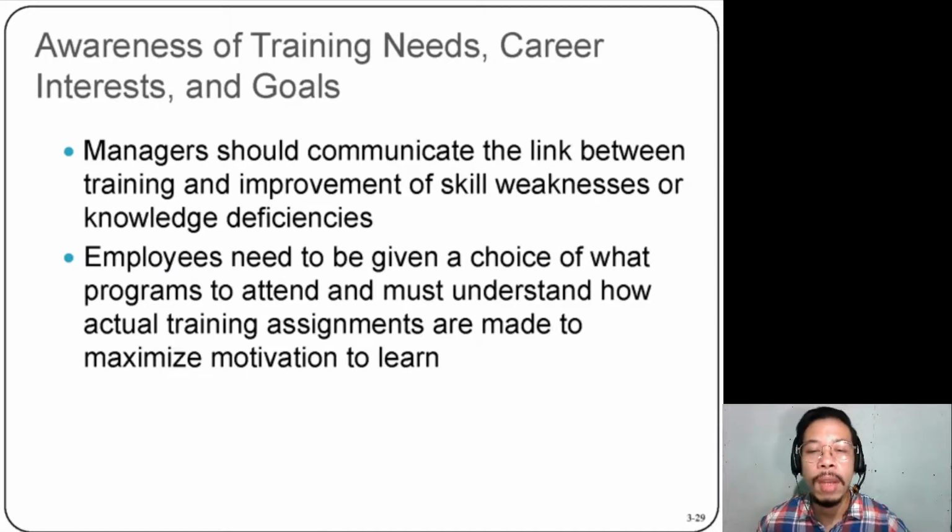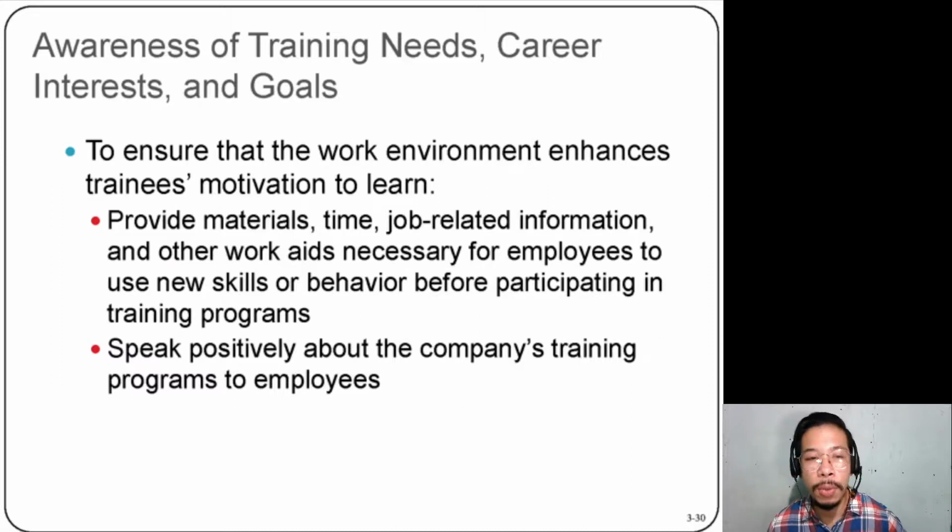Right? Another aspect is that employees need to be given a choice of what programs to attend and must understand how actual training assignments are made to maximize the motivation to learn. This is in connection to expectation setting. Before we start the training itself, we need to let them know how prepared the employees and trainees are in participating in a specific training, to ensure that the work environment enhances trainees' motivation to learn.